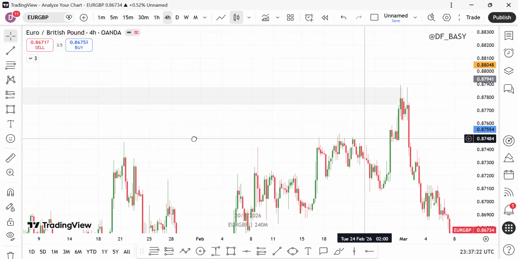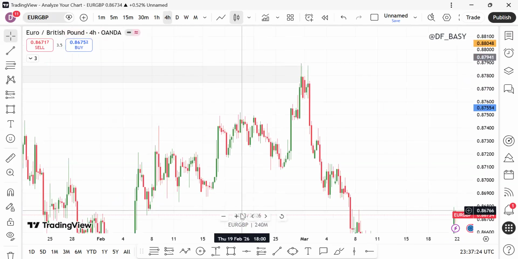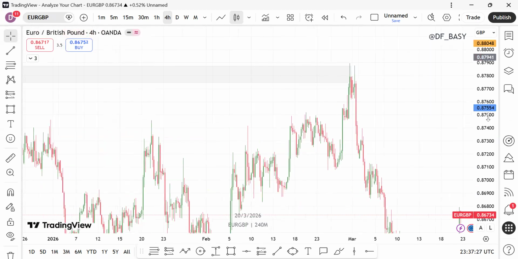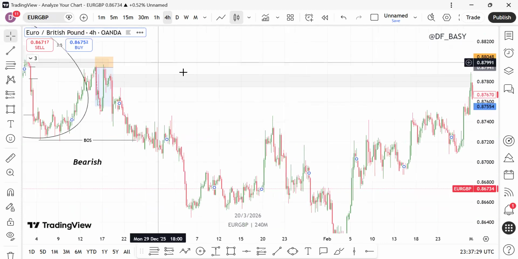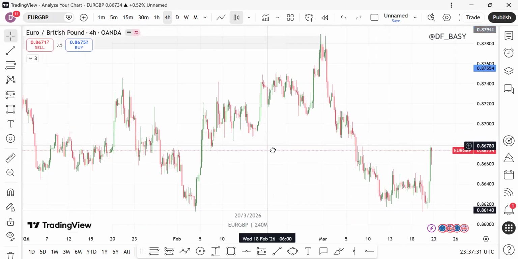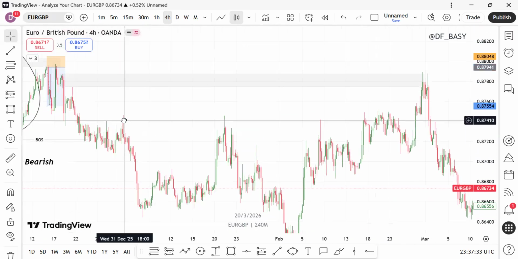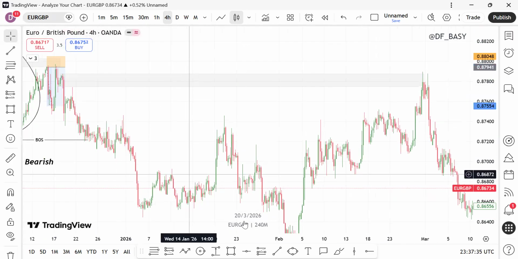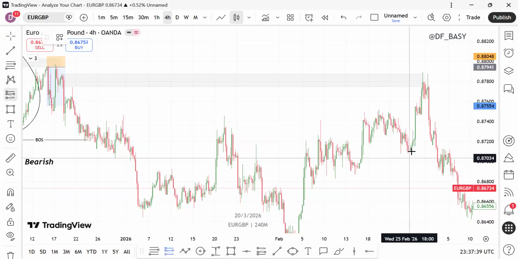But now you can check, just look at it. Look at how the market came back to that block, tapped it, and sold off. Look at it. Can you see? It's now bearish. The market tapped that block and sold off. So this is it.